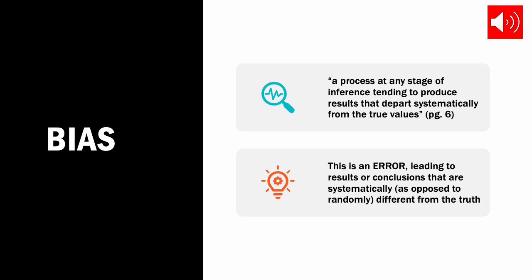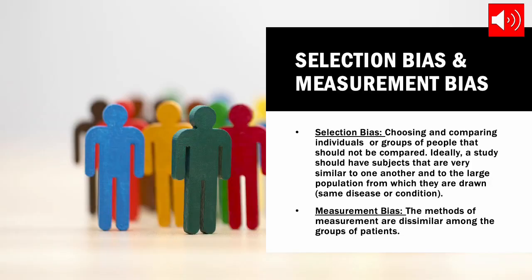The definition of bias from your book is a process at any stage of inference tending to produce results that depart systematically from true values. Again, this is an error, and it leads to results or conclusions that are systematically different from the truth. There's a few different types of bias, and we're going to focus on these two here.